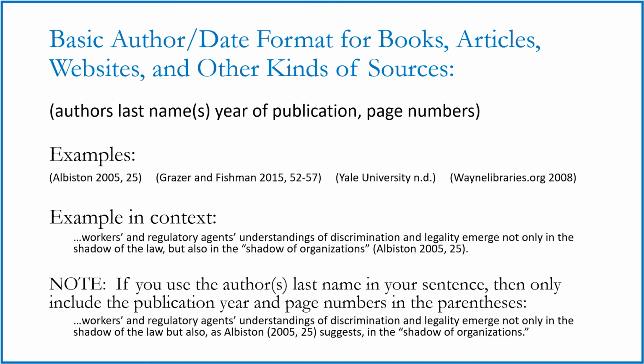The formula for an in-text citation in a paper using the author-date style is very short. You only need the author's last name, the year of publication, and if the source is in print, a page number. Include a comma after the year. All of this goes in parentheses, which is why you might hear this style called parenthetical citations.